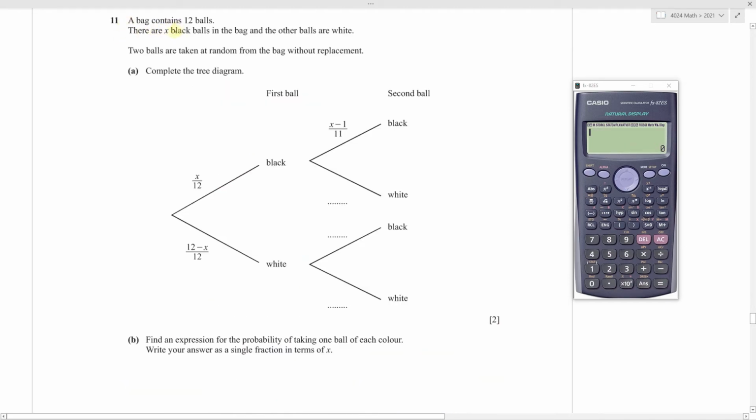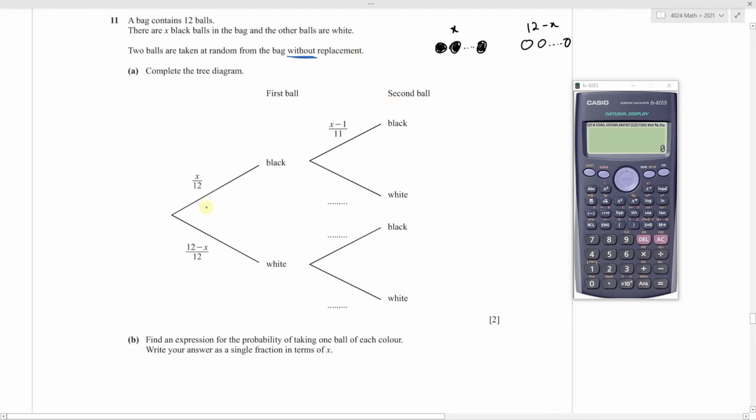Question 11. A bag contains 12 balls. There are X black balls in the bag and the other balls are white. Two balls are taken at random from the bag without replacement. Complete the tree diagram. So you have X black balls. So X could be any number. If there are X black ones, the remaining will be 12 minus X, because there are a total of 12. So you have X black and 12 minus X white ones.